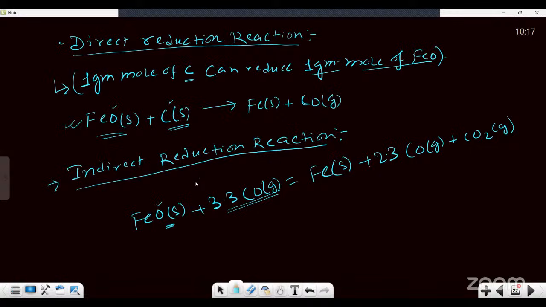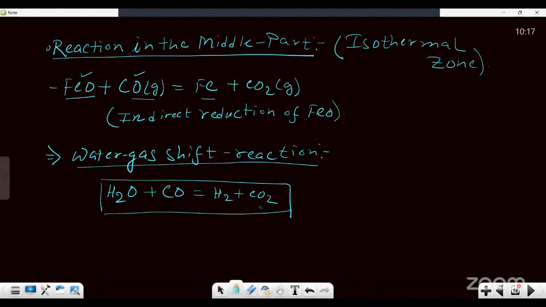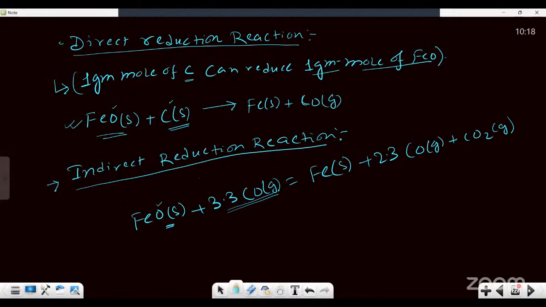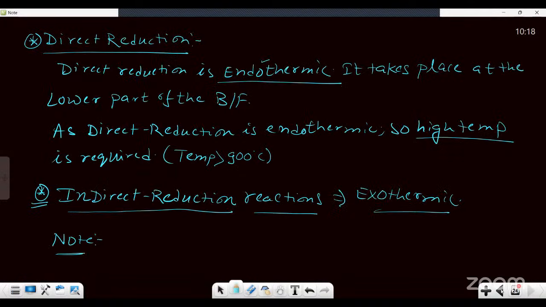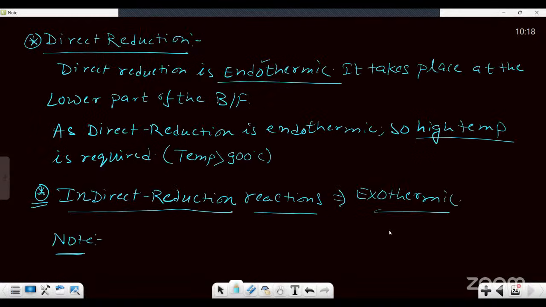So the y-axis is delta G of formation. It is not actually delta G not, it is delta G of formation. Delta G not would mean an equilibrium condition. But in the Ellingham diagram, along the x-axis we are increasing or decreasing the temperature. So it is better to say that it is delta G formation for the metal oxides.